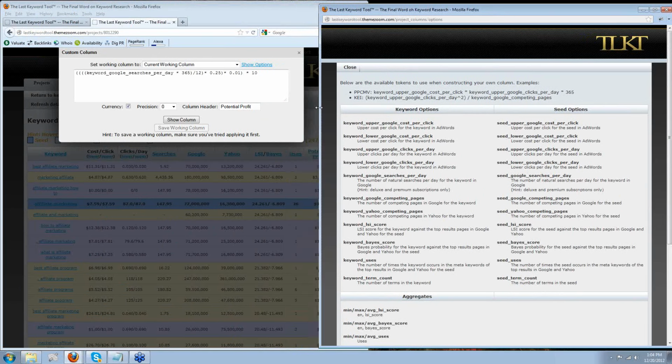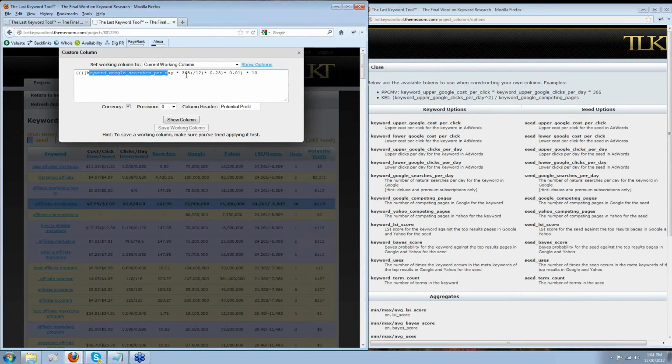Here, what I've done is I've taken the keyword searches per day, multiplied it by 365, and divided it by 12, so that we're looking at a month's worth of searches. And I'm going to take that month's worth of searches and multiply it by 25%. The idea there being, if you're ranked in the top couple, and you've got all of these people doing these searches, there's only going to be a percentage of them that are going to click through to your site. Some of them are going to click further down, some of them are going to click on ads, some of them aren't going to click at all. So let's just say that 25% are going to click through to your site.